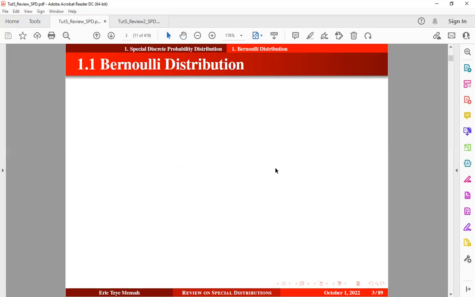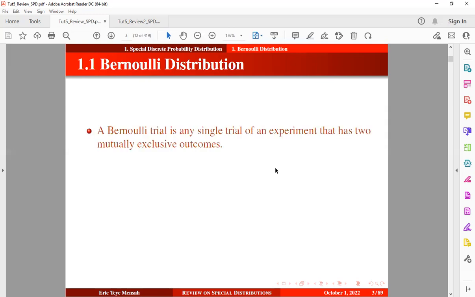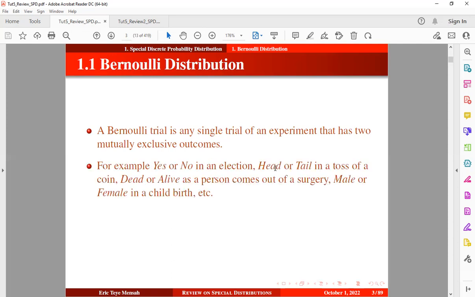All right, so before we give a formal definition for the Bernoulli distribution, let's take a look at the following. A Bernoulli trial is any single trial of an experiment that has two mutually exclusive outcomes, okay? So mutually exclusive basically means that if an observation or individual belongs to one group or category or outcome, you can't have the same observation or individual belonging to the other group or category or outcome, okay? So this means that we can have only an observation belonging to one group or category at a time. For example, yes or no in an election, okay?